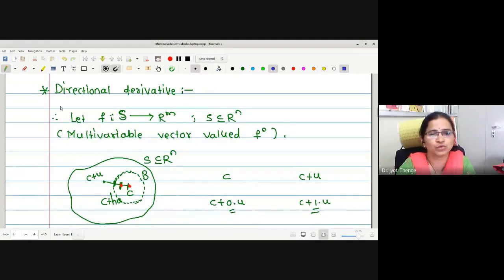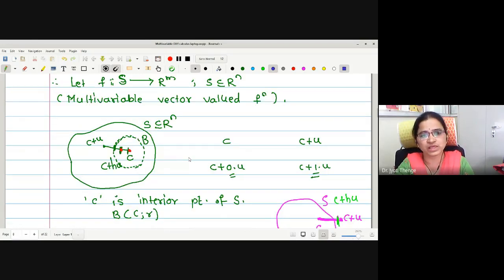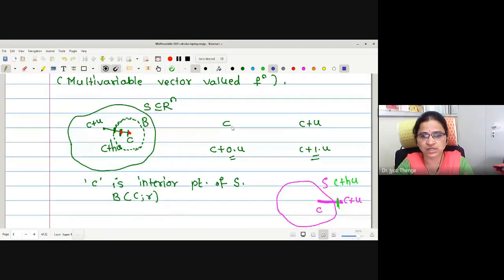Then we have moved towards the definition of directional derivative. Directional derivative is the derivative obtained in a specific direction. For this, we have taken f to be a multivariable vector valued function. Therefore, f is defined from S to R^m, where S is a subset of R^n, and c to be an interior point. If c is an interior point, then let us draw a line passing through c in the direction u.